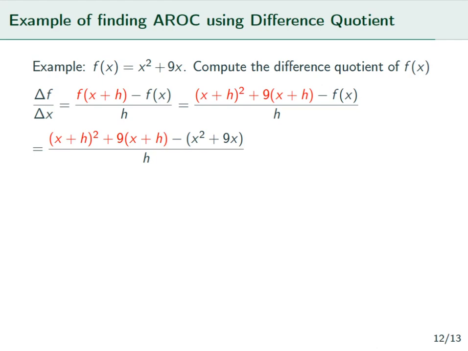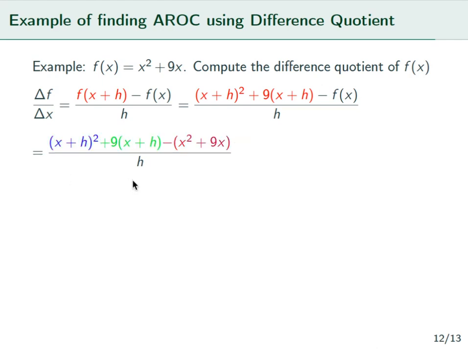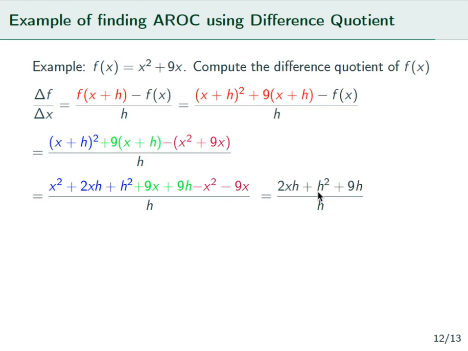Now we need to simplify. Let's use different colors to show the simplifying step for each part. For blue, we multiply these out, and we get x squared plus 2xh plus h squared. For green, we distribute 9 and get 9x plus 9h. Here we have to distribute the negative sign, which gives minus x squared minus 9x. Now we collect like terms. The x squared cancels out, and 9x and 9x cancel out. We're left with 2xh plus h squared plus 9h.